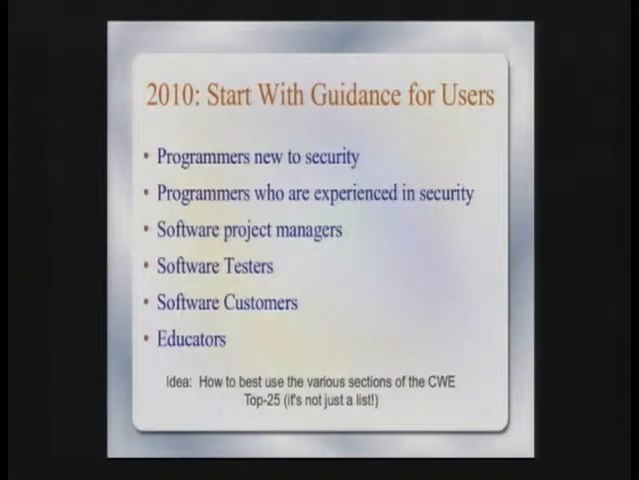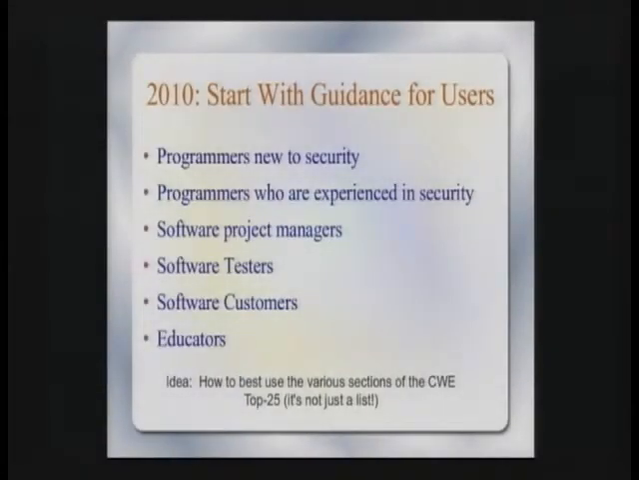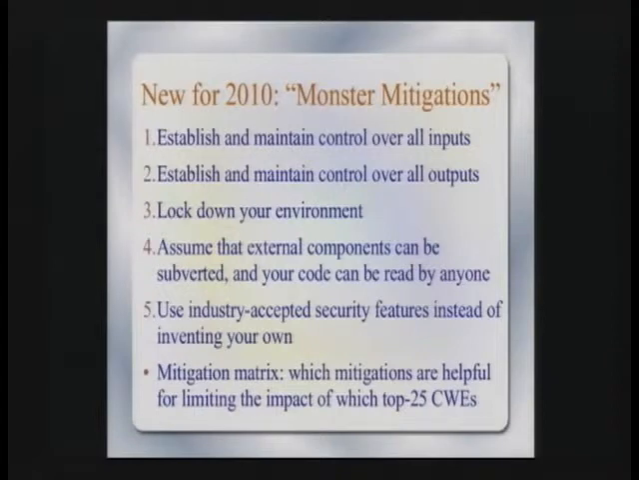All right, so the top 25 list starts with guidance for different kinds of users. They say if you're a programmer new to security, you could look at this first and try to learn about this. If you're experienced in security, you can use a different ranking of the weaknesses. If you're a project manager, you can use this table and this section, and so forth. So for software testers, software customers, and educators, there's different guidance. So really, it's not just a list. There are several different sections in it and figures.